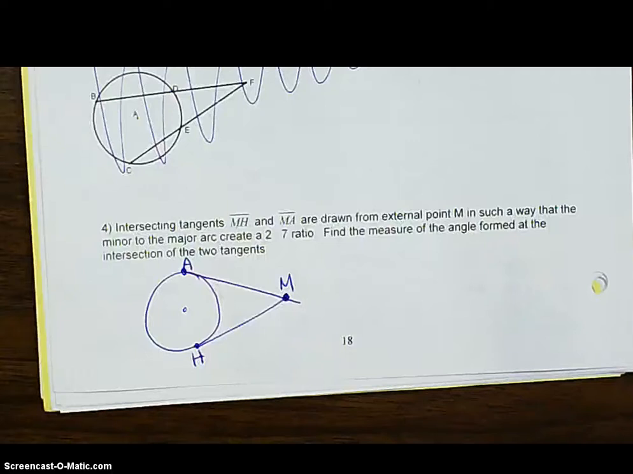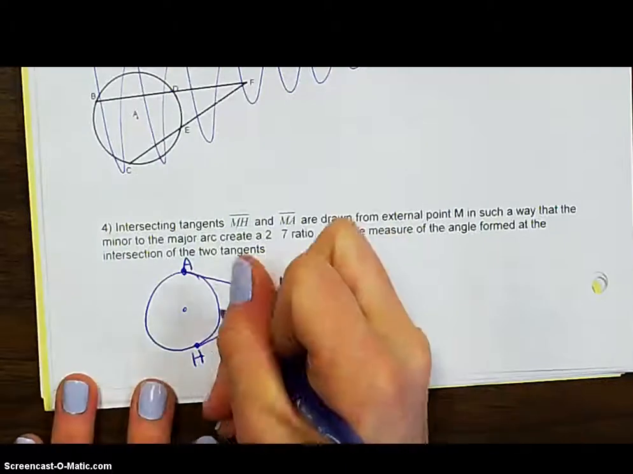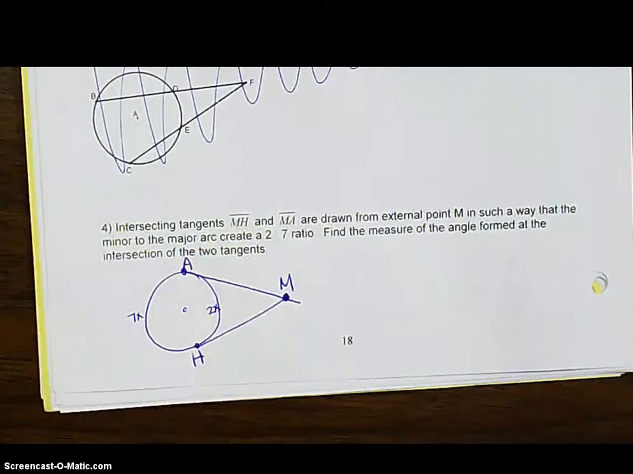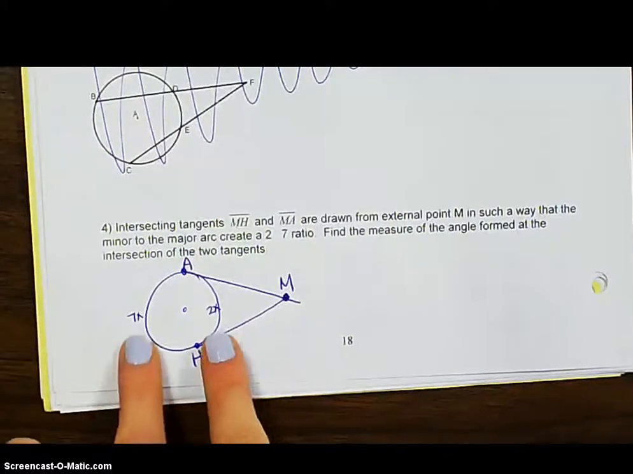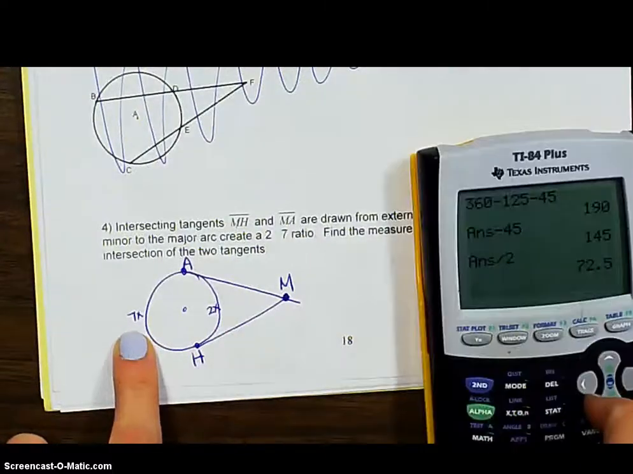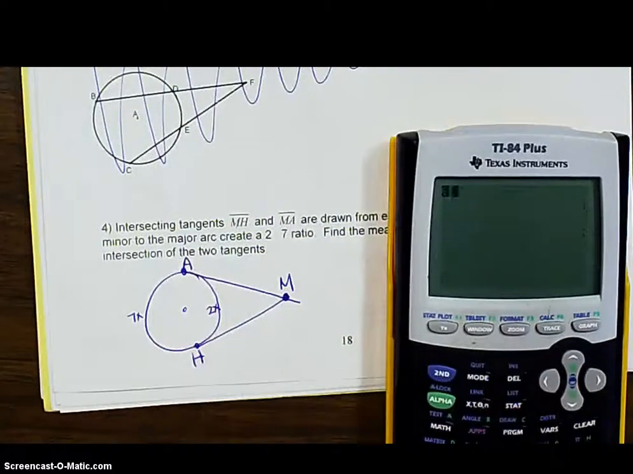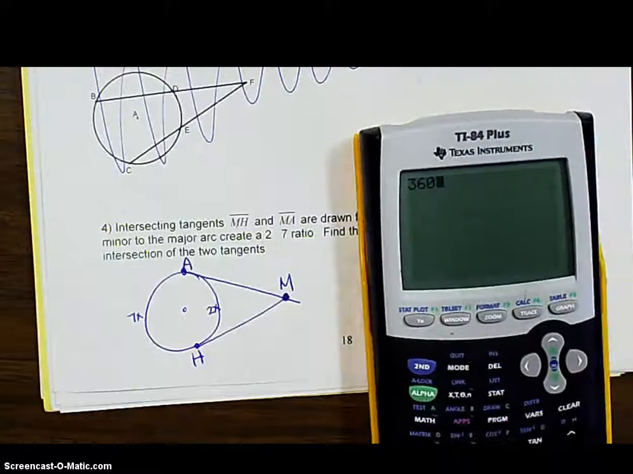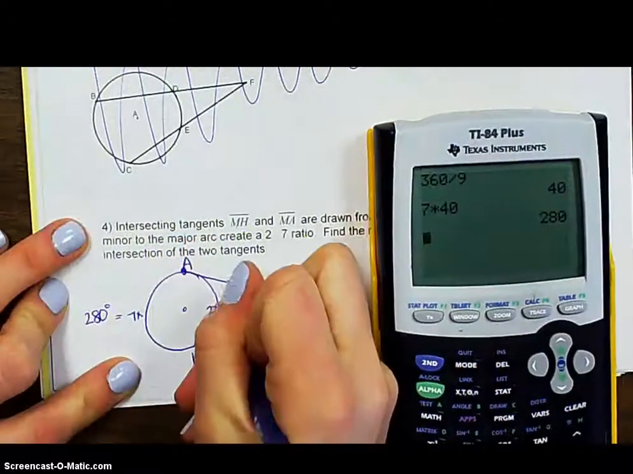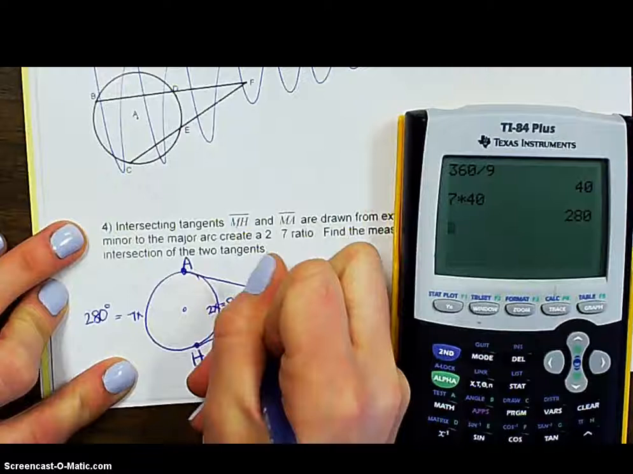Now they intersect to create a 2:7 ratio. So that means this is 2x and this is 7x. So before we can find the measure of the angle, we have to find the measure of both of their arcs. But we know that a full circle has 360 degrees. If we break it into a 7:2 ratio, we're breaking it into 9 parts. So 360 divided by 9 is 40. So 7 times 40, our major arc then, is 280 degrees, and our minor arc then would be 80 degrees.